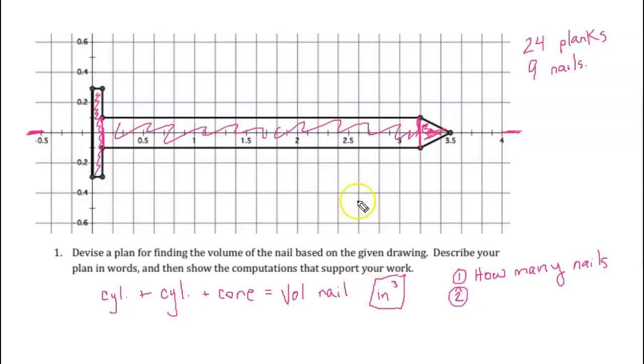Then I'm going to use that volume that I just figured out for 1 nail, and I'm going to use its density to figure out how much 1 nail weighs. Next, once I know how much 1 nail weighs, then I can figure out how much all of the nails weigh.